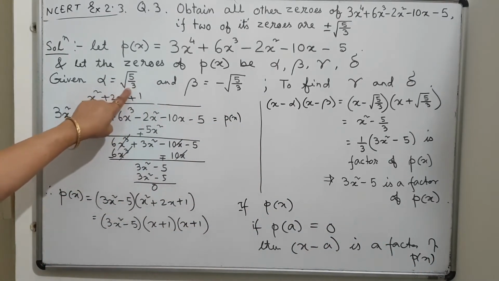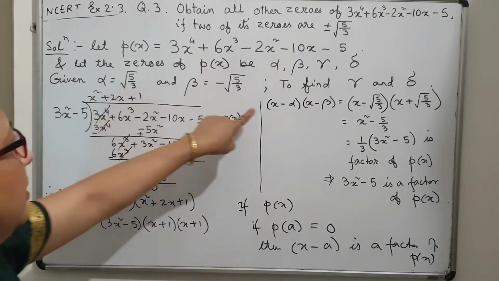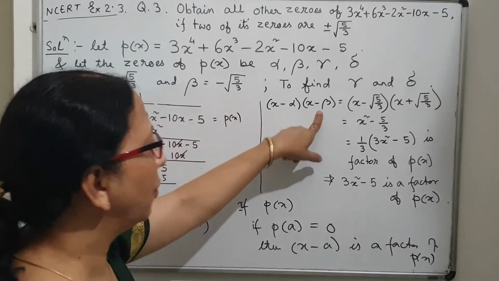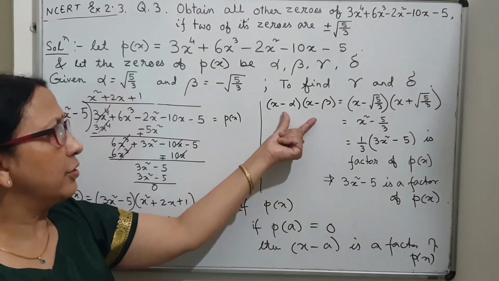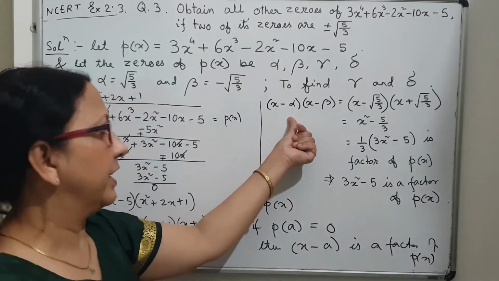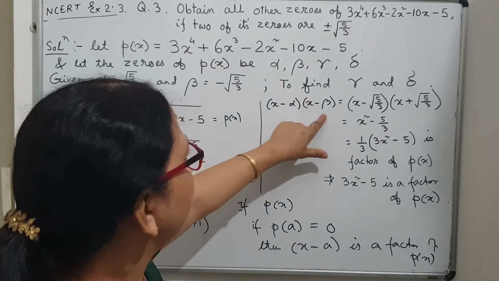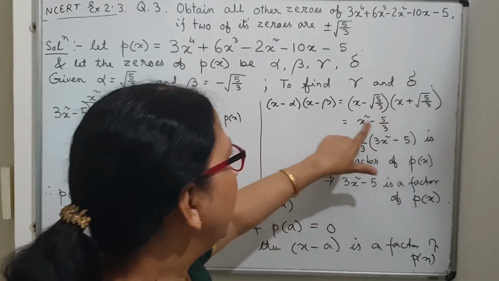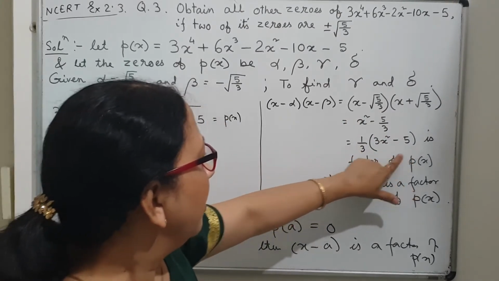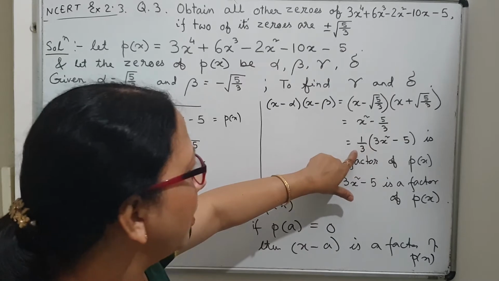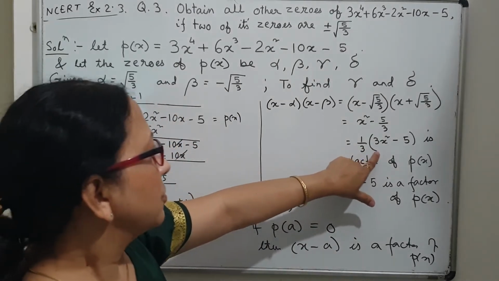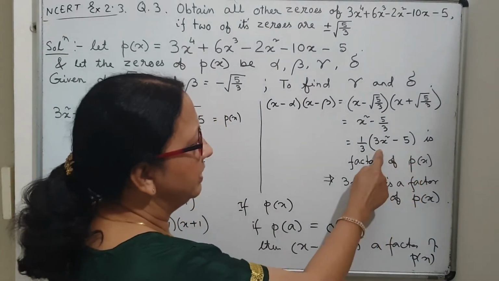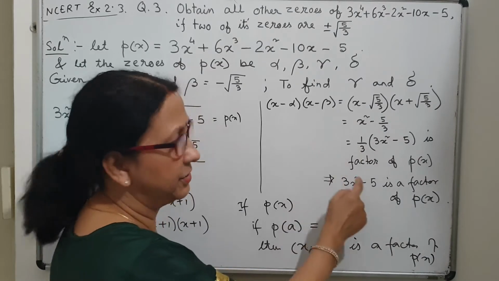So since this is a zero, x minus alpha will be a factor of p(x). Similarly, if this beta is also a zero, x minus beta will be a factor of p(x). And the product of these two factors will again be a factor of p(x). So we find the product of these two factors. So x minus alpha and x minus beta, I put the values of alpha and beta, and on simplifying I am getting this. Now again you see, I have taken out one third common, to avoid fractional numbers. So obviously this one, 3x square minus 5, will also be a factor of p(x).